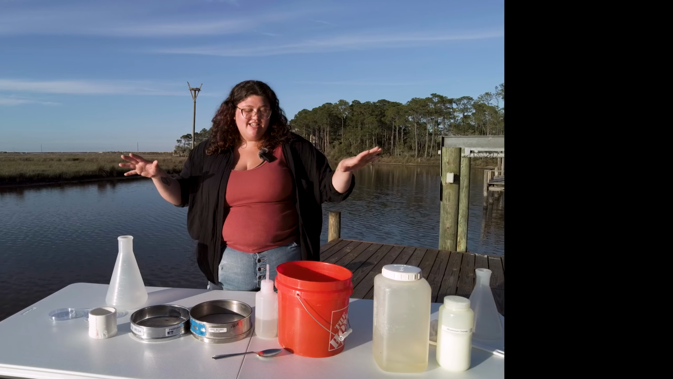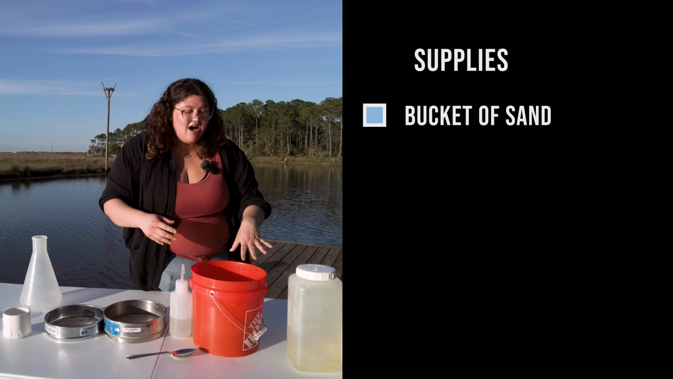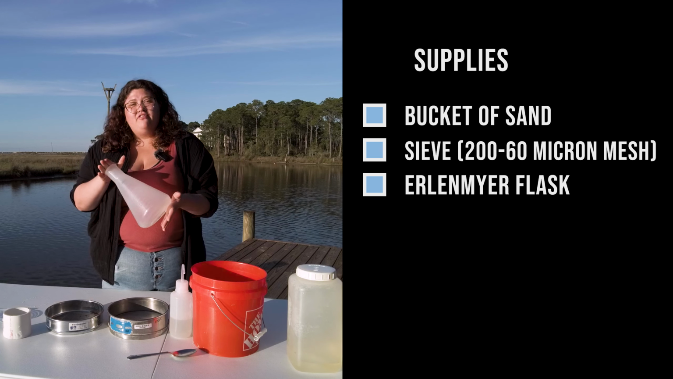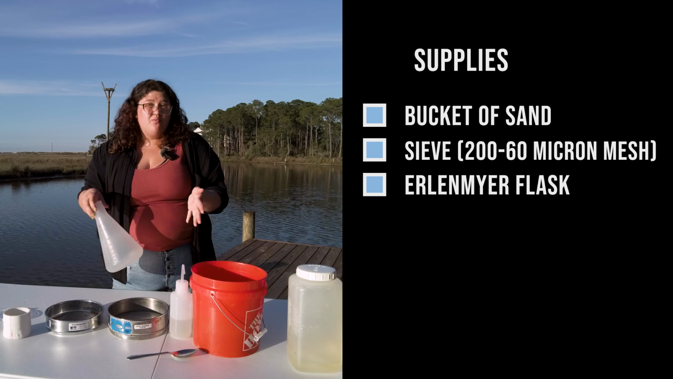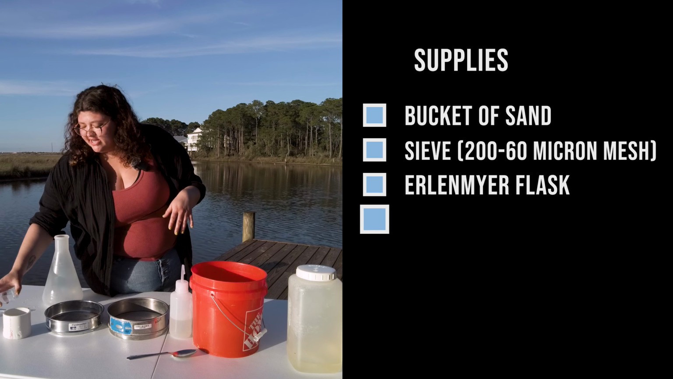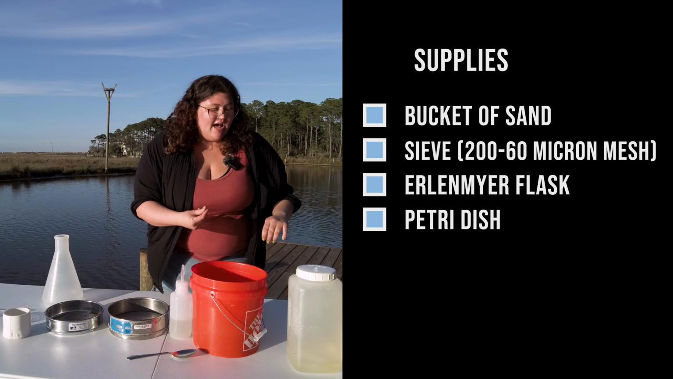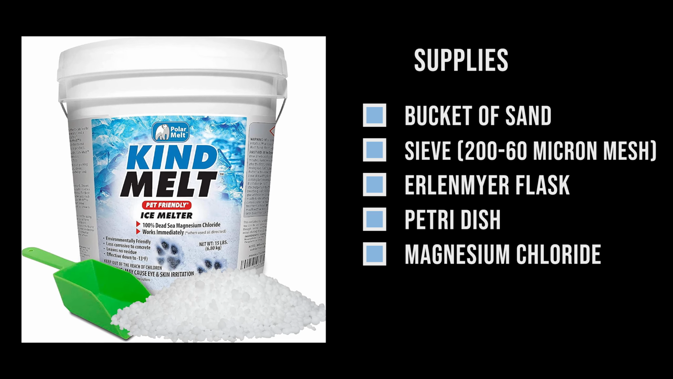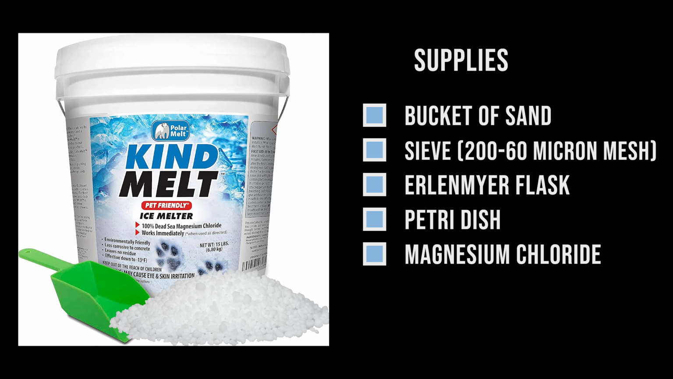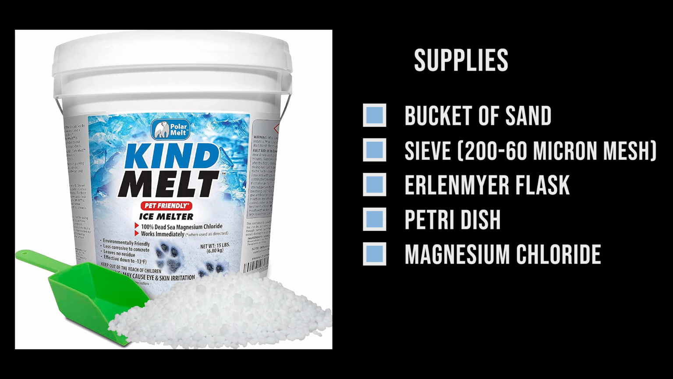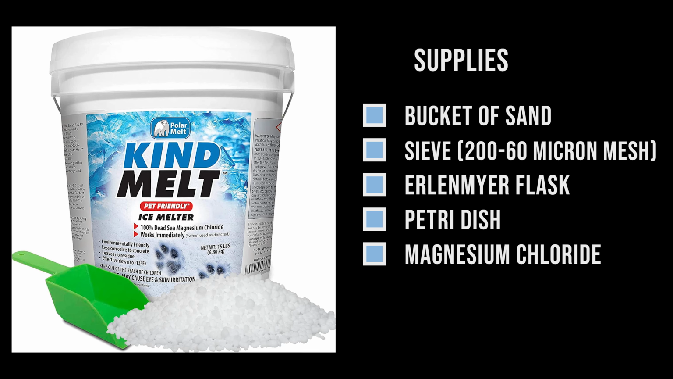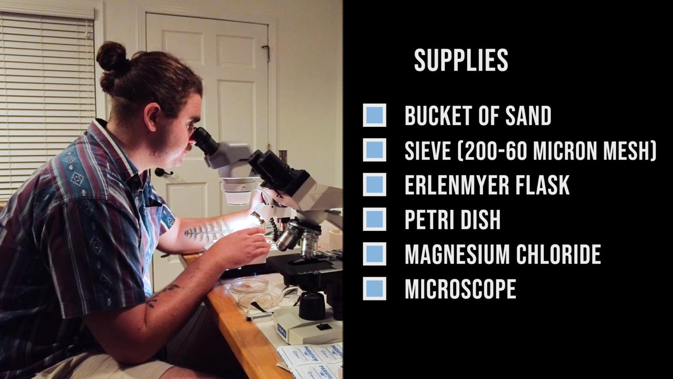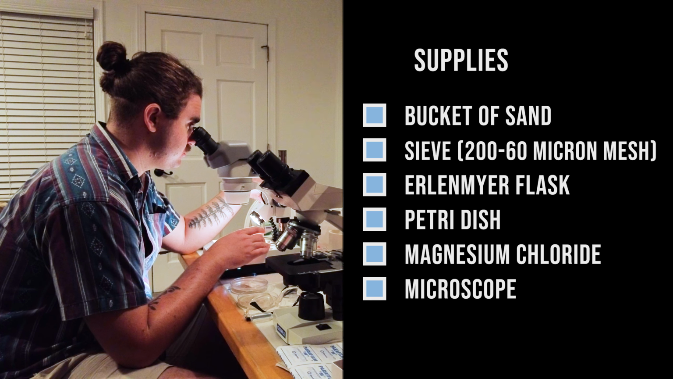So all you need to do this is a bucket with some sand to get the little critters out, a sieve, an Erlenmeyer flask, or honestly any dish would work. Some Petri dishes, or again, small dishes, and some magnesium chloride. If you live in a place that commonly gets snow, you may be able to find magnesium chloride at the hardware store, but if not, you can easily find it online. This is the brand we use, as some products advertised for de-icing may contain some other stuff too. Later, we'll also need a microscope to find these animals because again, they're very small.